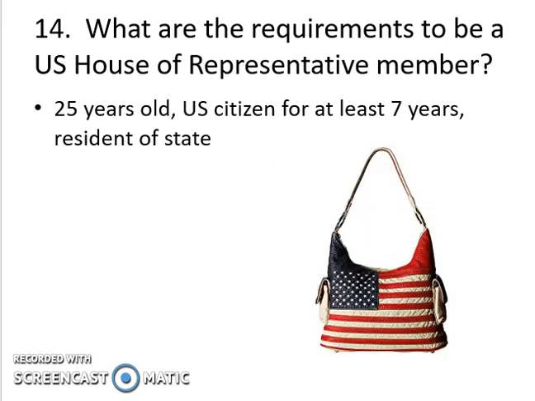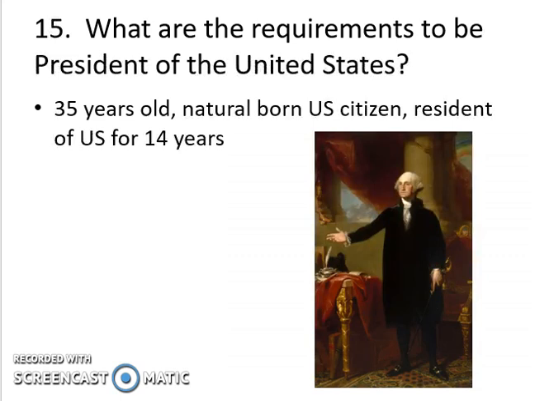Question number 14 is what are the requirements to be a House member? So you have to be at least 25 years old and you have to be a U.S. citizen for at least 7 years. So again, you could be an immigrant who becomes a U.S. citizen and you have to be a resident of the state. We have requirements for the Senate and the House because we want to establish some protocol of who can hold the job. But for the House and for the Senate, you can be an immigrant who becomes a U.S. citizen. The presidency is different.